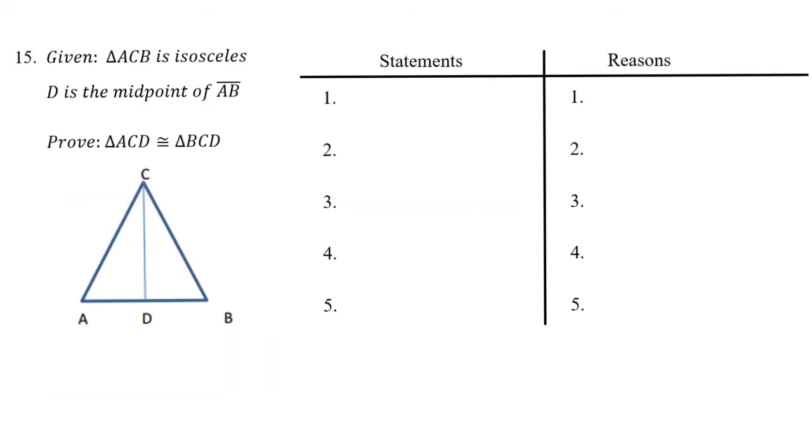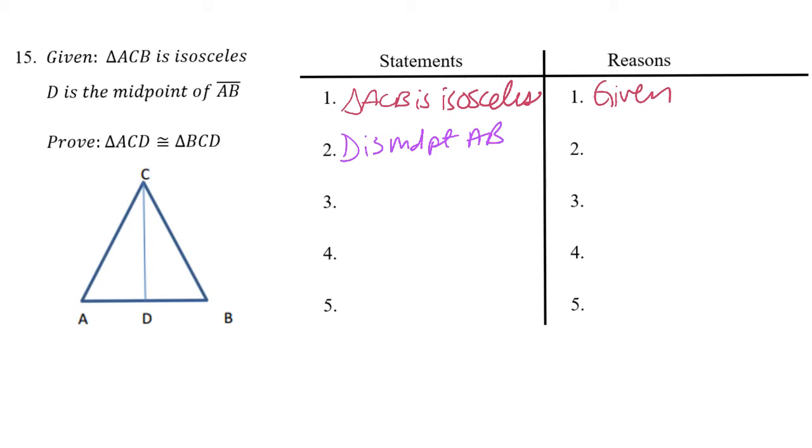All right, looking at this one, you want to look at what you are given. The very first thing we are given is that triangle ACB is isosceles. And that's a given. We'll talk about what that gives you in a minute because you can't mark anything yet. And then you're given that D is the midpoint of AB. Also, can't mark anything yet, but that is what you were given. It does give you some things.